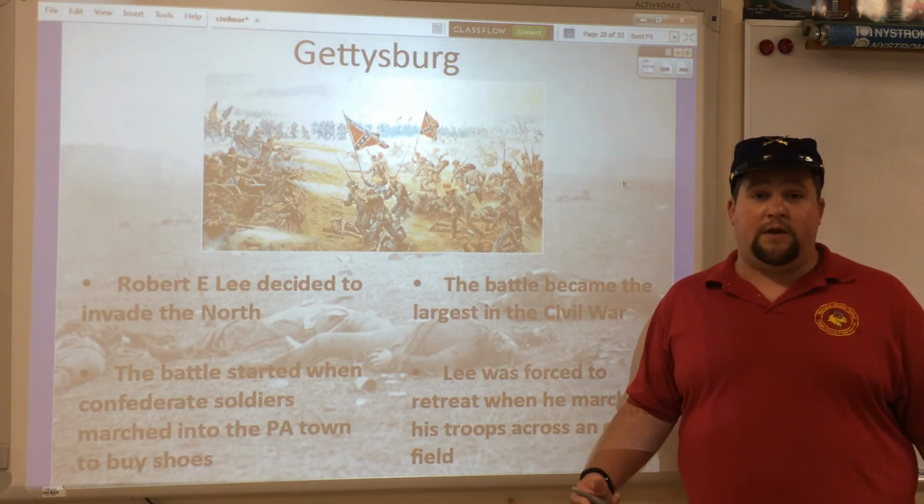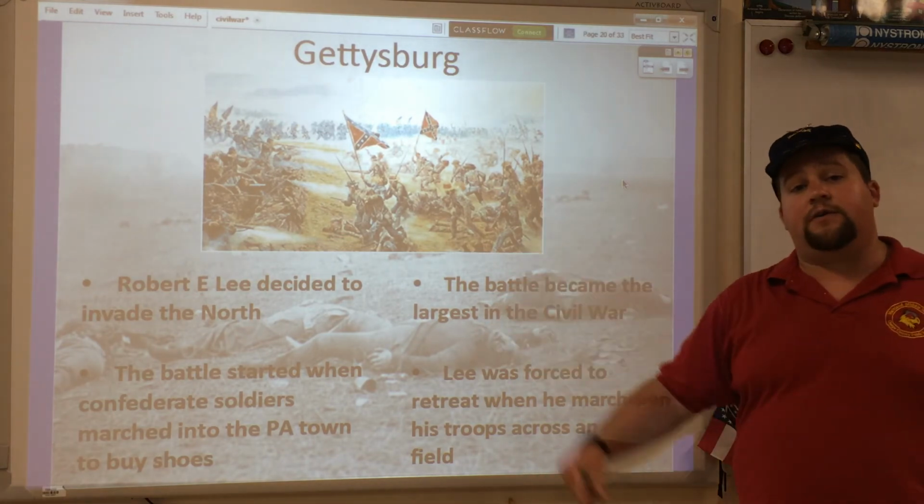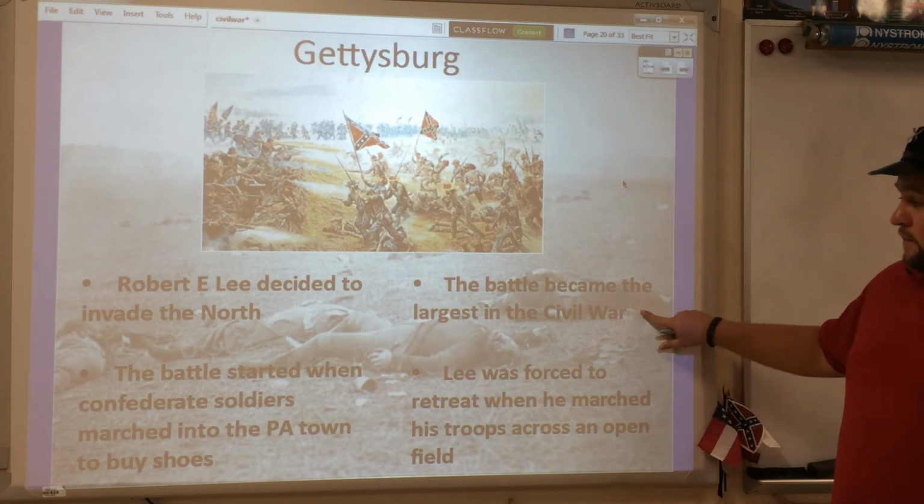Gettysburg's a small town in Pennsylvania. It's a really pretty place. There's lots of hills around and a small little village at the base of all the hills. So the battle became the largest in the Civil War.